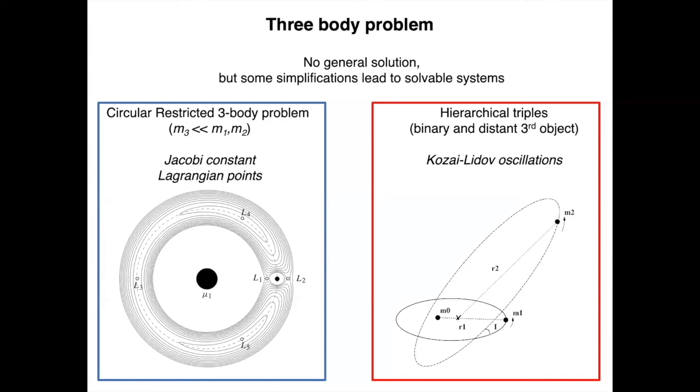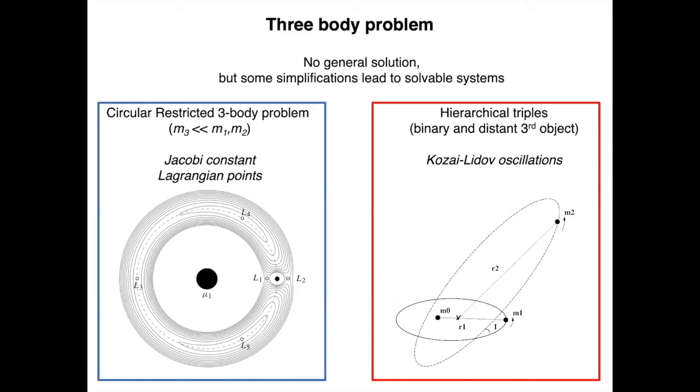We have thought long and deep about the two-body problem. Now let's add another one and have a look at the three-body problem. As you know, the three-body problem has no general solution, but there are some simplifications that one can make that lead to solvable systems. Some solvable systems are practical applications.